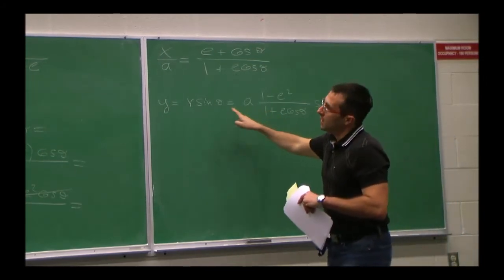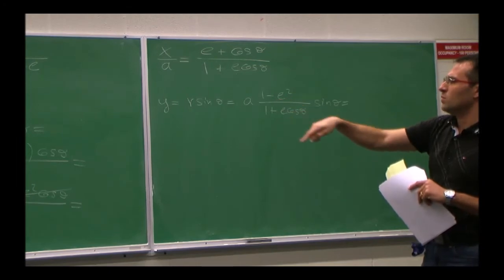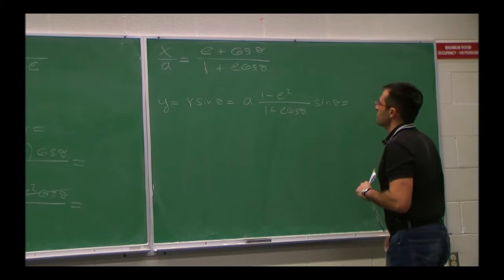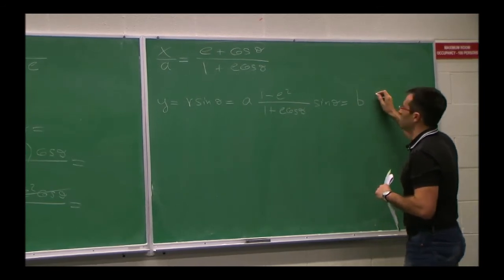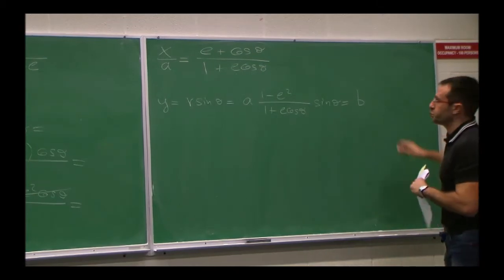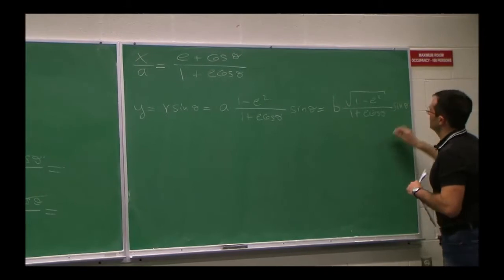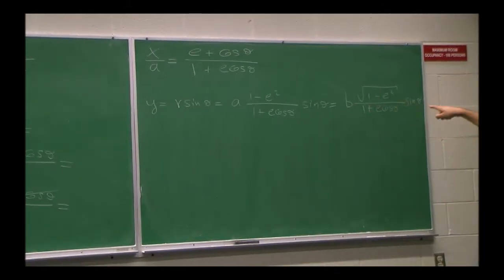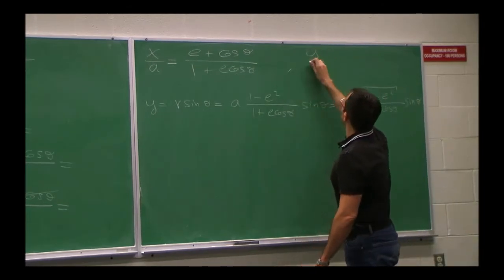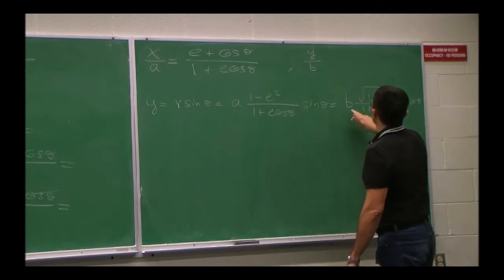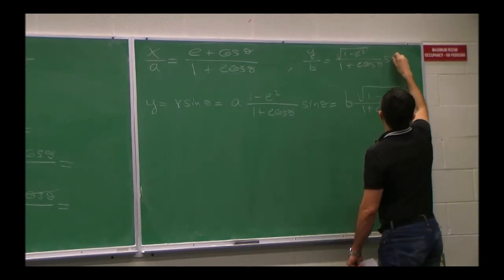There's not much that I want to do with this except I want to have a b showing up. So let's remove that a and write it as a function of b. So b is a times the square root of 1 minus e squared. So what do I need to multiply by? B is a square root of 1 minus e squared. If I have another square root of 1 minus e squared, that's what I get. Okay, so that works. And so that means that y over b, if I divide both sides by b, is the square root of 1 minus e squared over 1 plus e cosine of theta, times sine of theta.